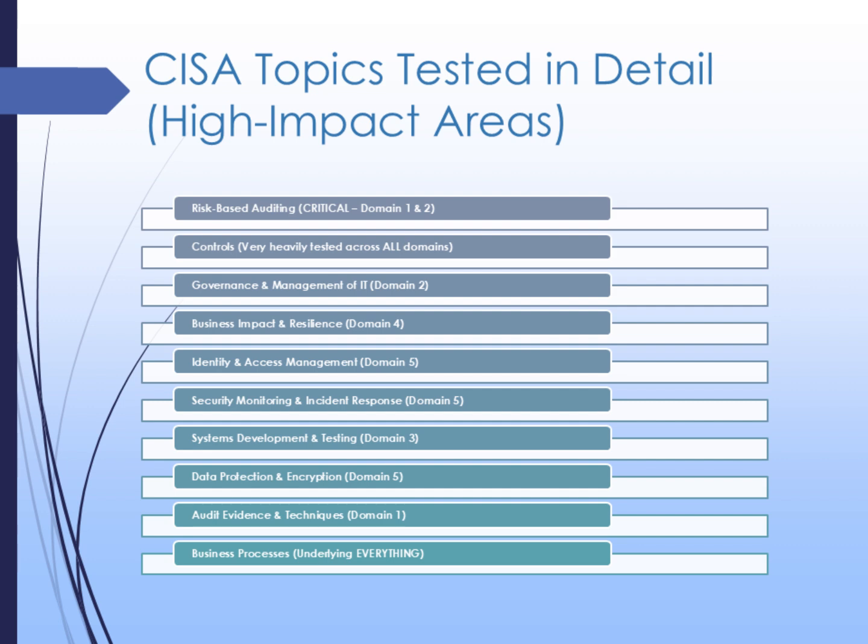You should be comfortable with concepts such as business impact analysis, recovery priorities, disaster recovery planning, business continuity, and operational resilience. Identity and access management in Domain 5 is one of the most tested technical areas. This includes authentication, authorization, least privilege, segregation of duties, single sign-on risks, and access control effectiveness. Security monitoring and incident response are also major focus areas in Domain 5.